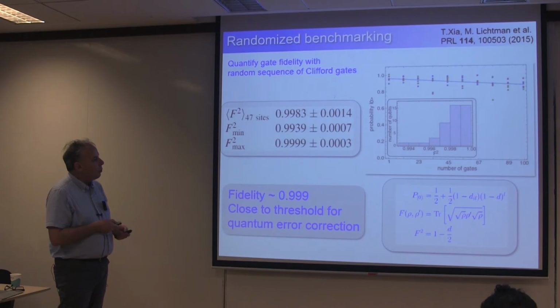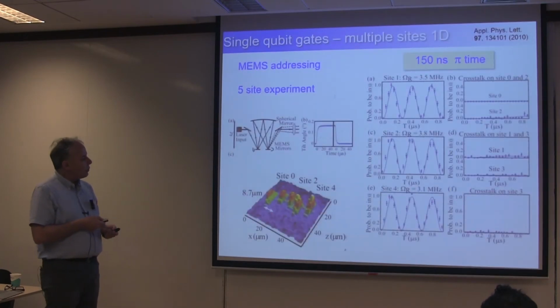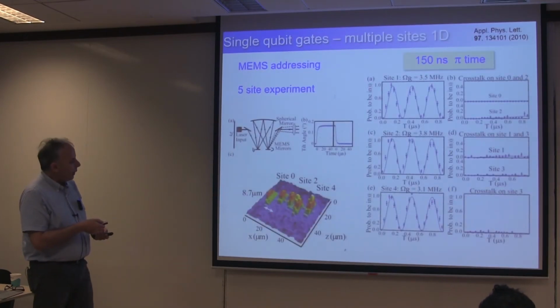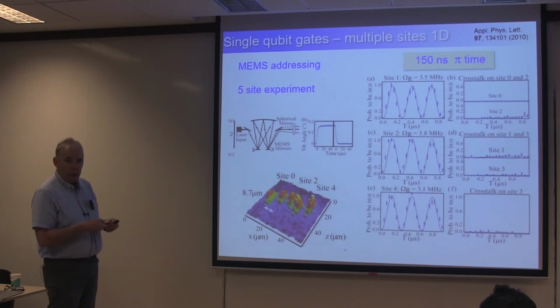We can also do local gate operations using focused laser beams. Here's some older data in a 1D array where we used 2-frequency Raman light focused onto individual sites. And we could do pretty fast rotations, 150 nanosecond pi time. And with focused light, we can rotate one site and do very little on neighboring sites.